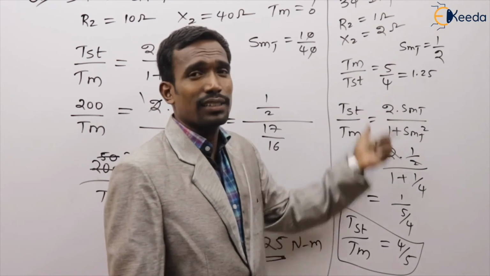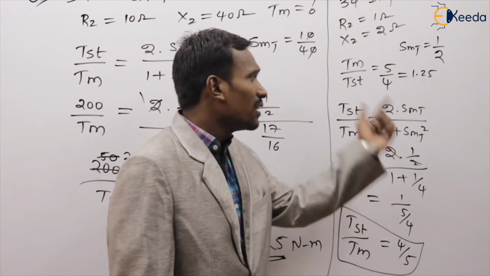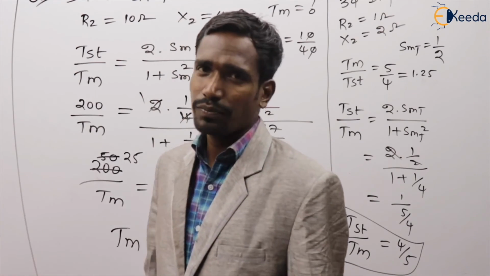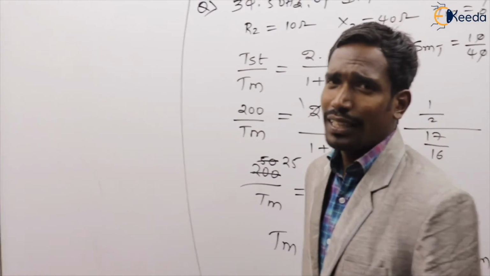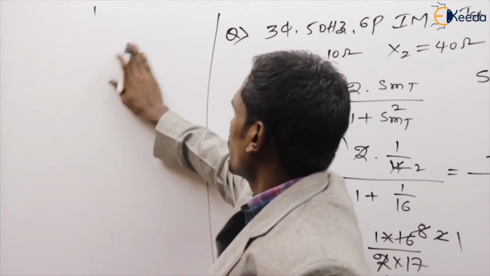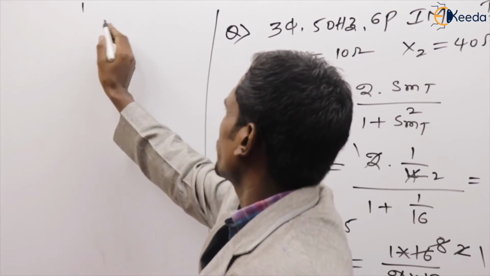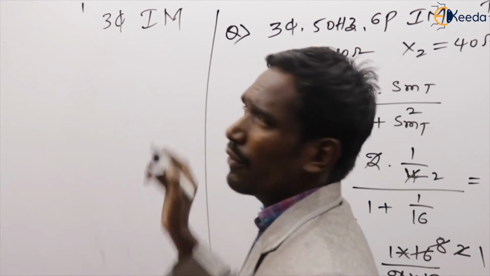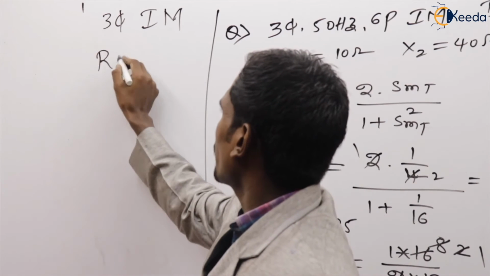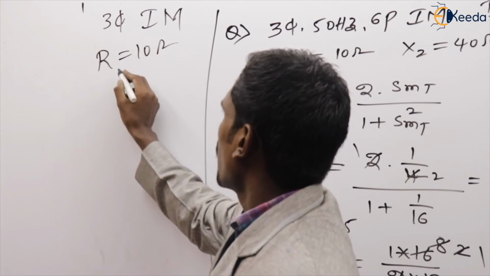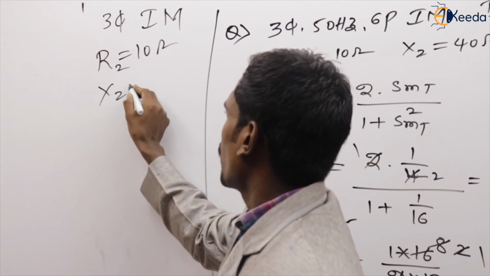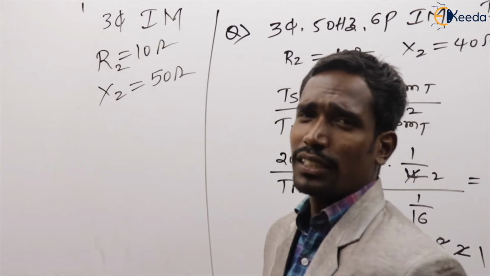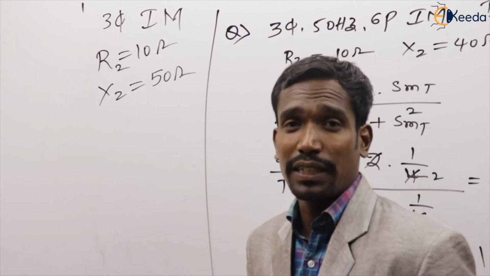Be careful with questions like these. This is another way of questioning. Let's see here. Generally they ask like this: a three-phase induction machine, rotor resistance 10 ohms, rotor reactance 50 ohms. Very important question.